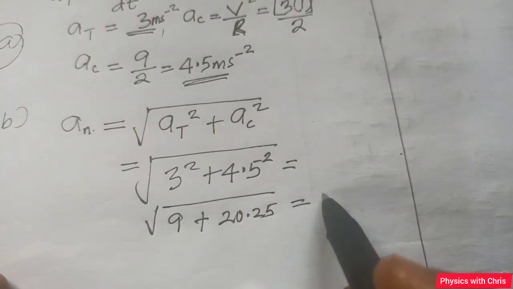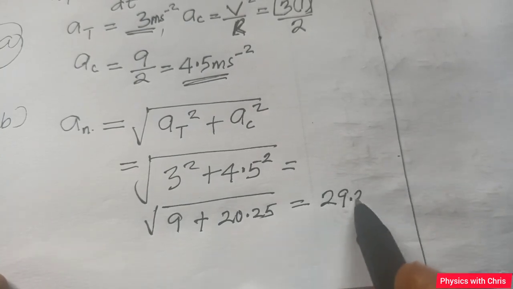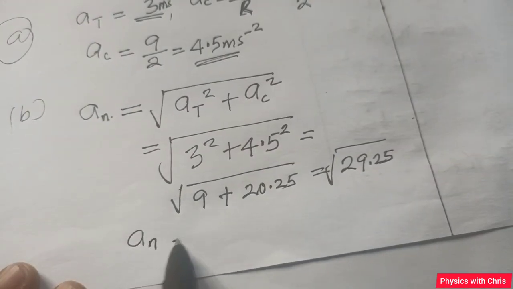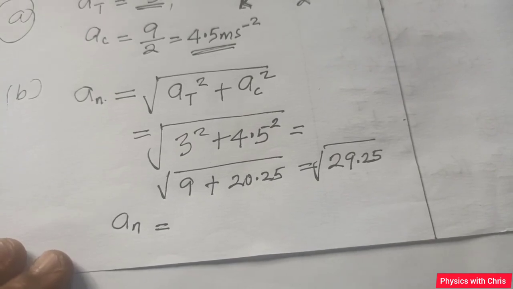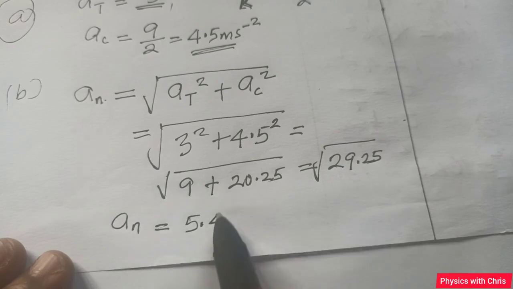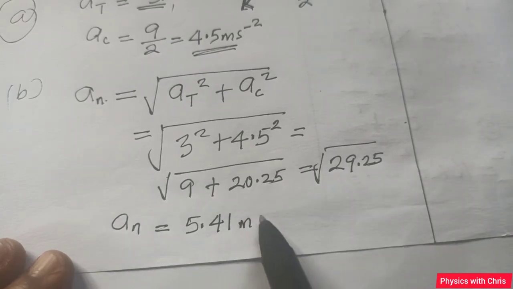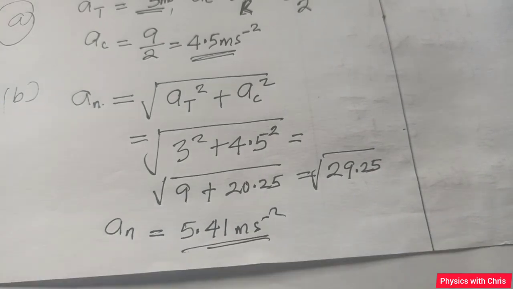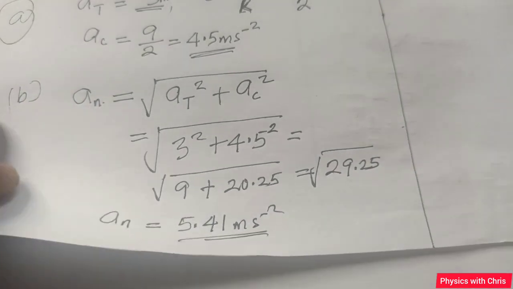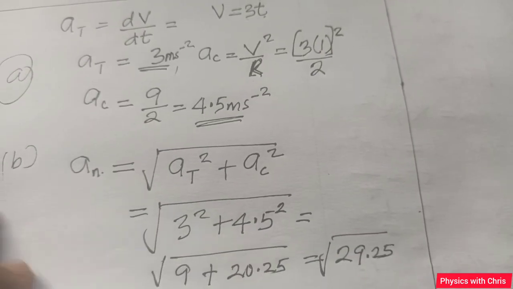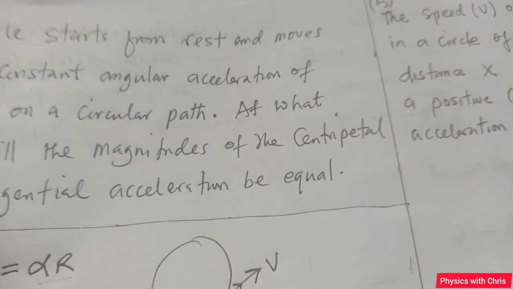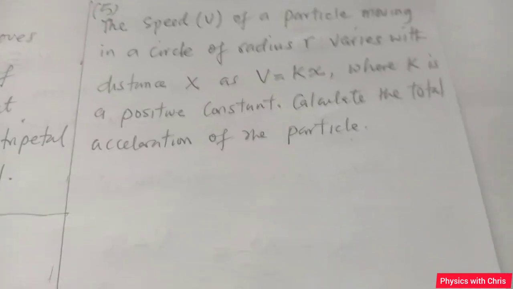The sum gives me 29.25. You take the square root of that. So my total acceleration, which is named my net acceleration, is the square root of 29.25. That gives me approximately 5.41 meters per second squared. Okay, so quickly let's look at the last question on this so that I can move to something else. Still on centripetal and total acceleration. Now here is this question.